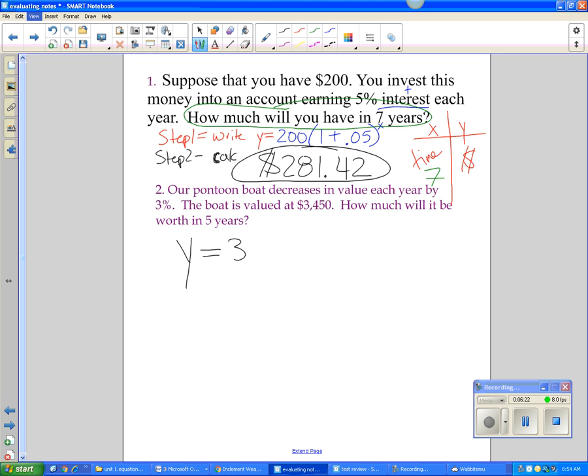The starting value comes first. What do I put after the starting value, Zaria? What comes next after the starting value? Parentheses and a 1. Is it going to be 1 plus or 1 minus, Zaria? Minus for decrease. And then 3% is 0.03 to the x. 3,450, 1 minus 0.03 to the x.